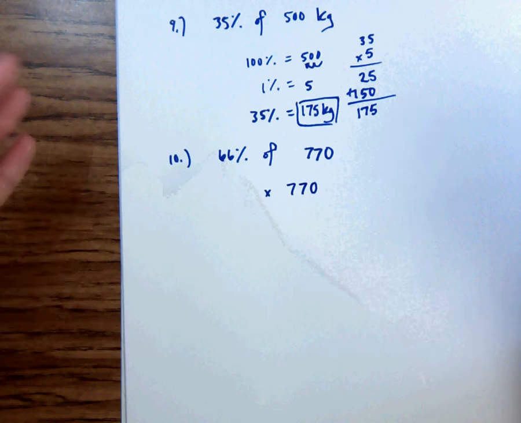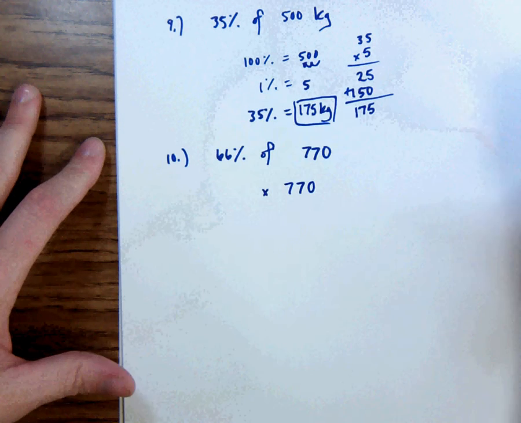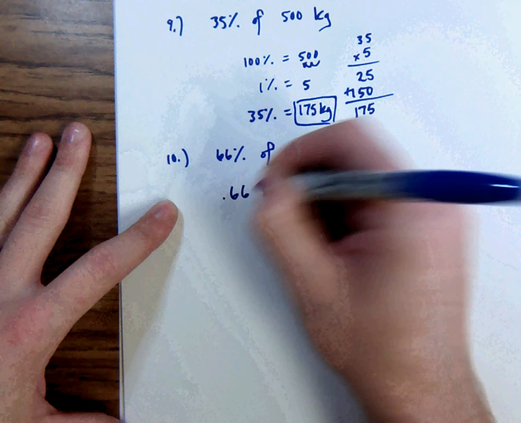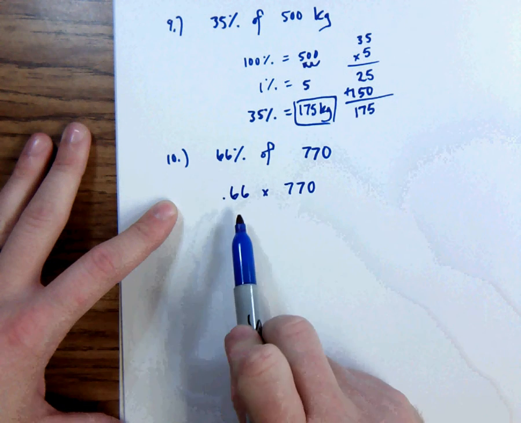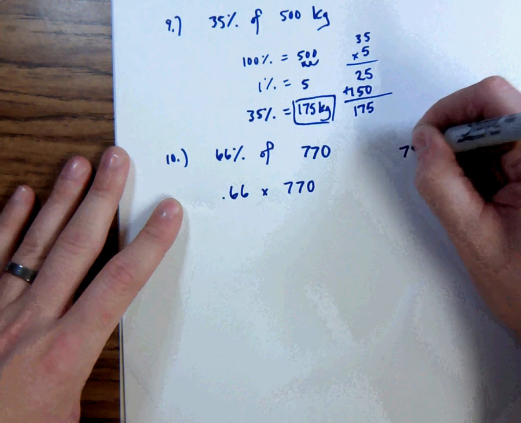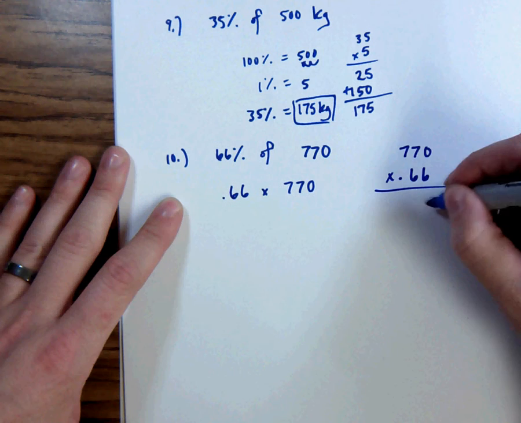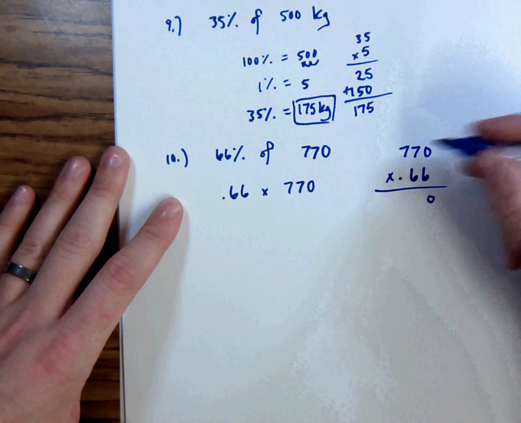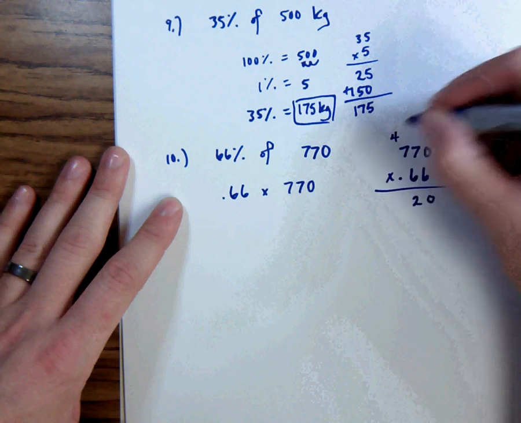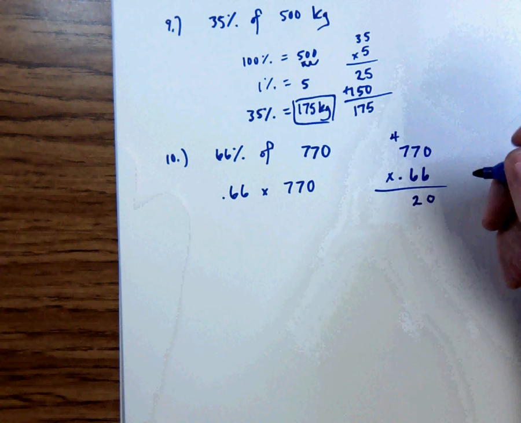Alternatively, we can say the word "of" means to multiply. 770, that's fine, we can write that. But 66%, we don't multiply numbers by percentages, what we do is multiply them by the decimal that is representative of 66%. So we could say this is 0.66. So we would say 770 times 0.66, or 66%. 6 times 0 is 0. 6 times 7 is 42. I had a problem the other day with that one. 42, carry the 4. 6 times 7 is 42, but this time we add 4.